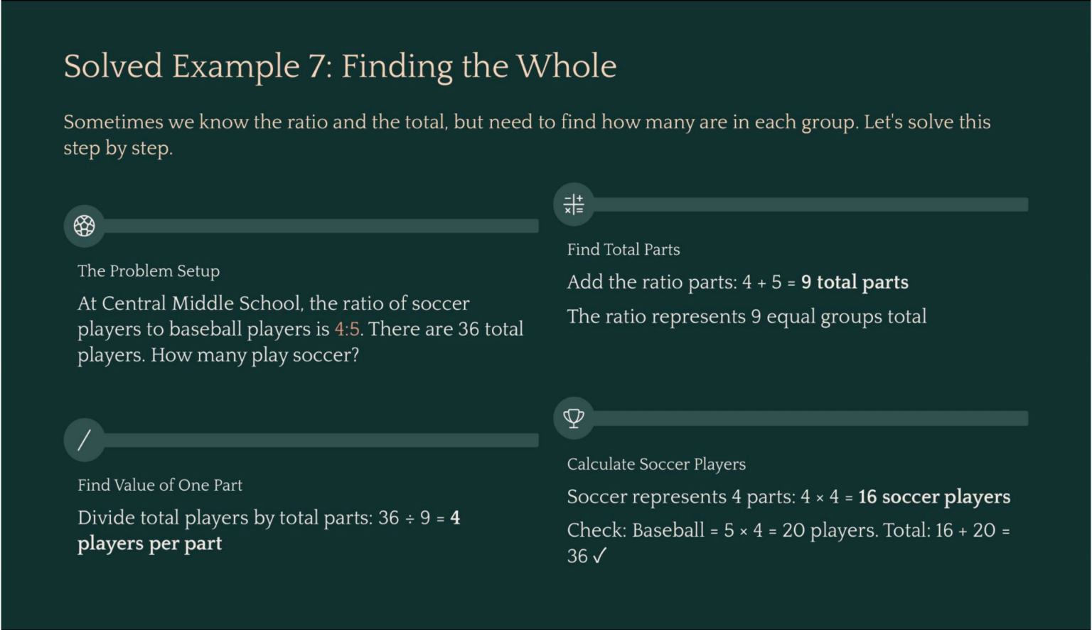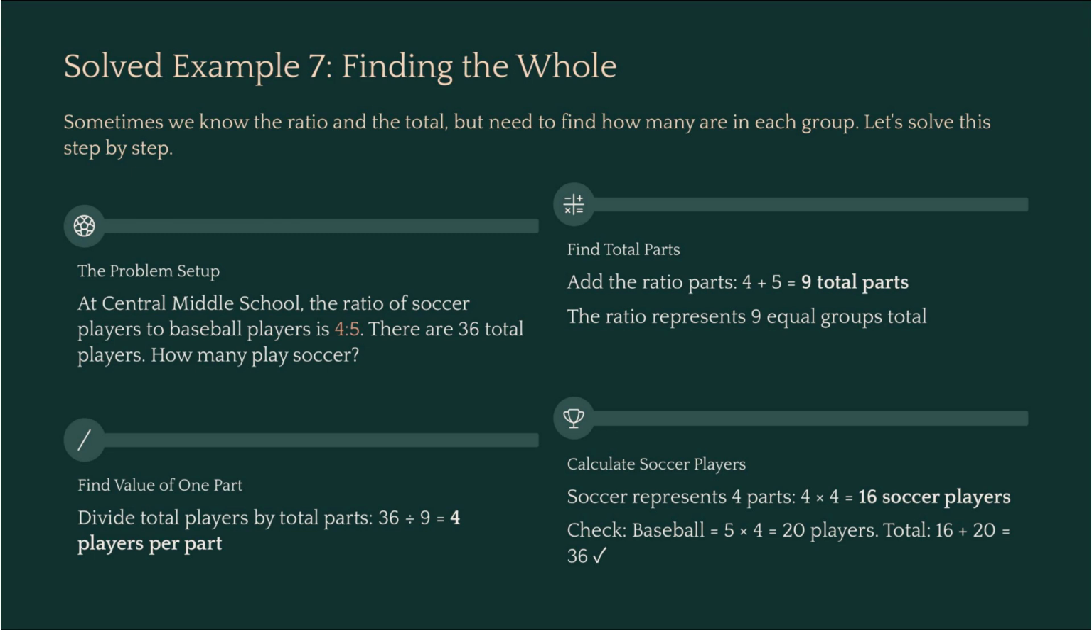The ratio of soccer players to baseball players is 4-to-5. If we know there are 36 total players in the league, how many are soccer players? First, find the total number of parts in the ratio. 4 plus 5 equals 9 total parts. Next, we divide the total number of players, 36, by the total parts, 9, to find out how many players are in each part. 36 divided by 9 equals 4. That means each part of the ratio is worth 4 players.